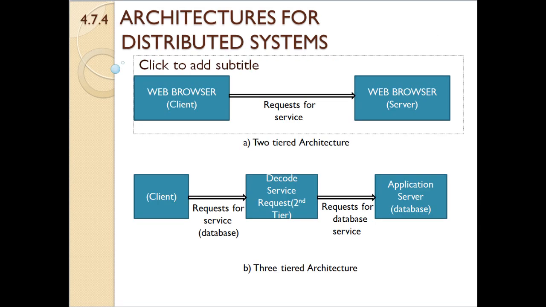Architectures for distributed systems. So we have the two-tiered architecture, which is request for service and has a web browser, or the client, and a web server. And we have here the three-tiered architecture, which has the client, the decode service, and the application server.